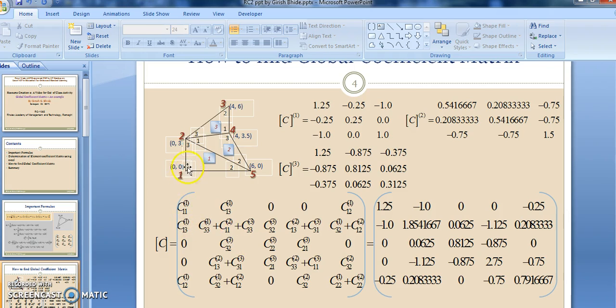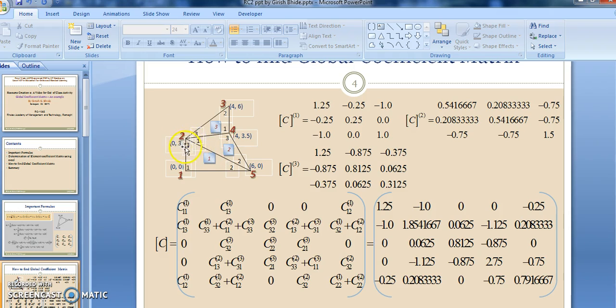So here we are supposed to find out the relation of global node number 1 with global node number 1 itself, and hence the term will be only C11 of element number 1 as shown over here. The corresponding term is represented over here.